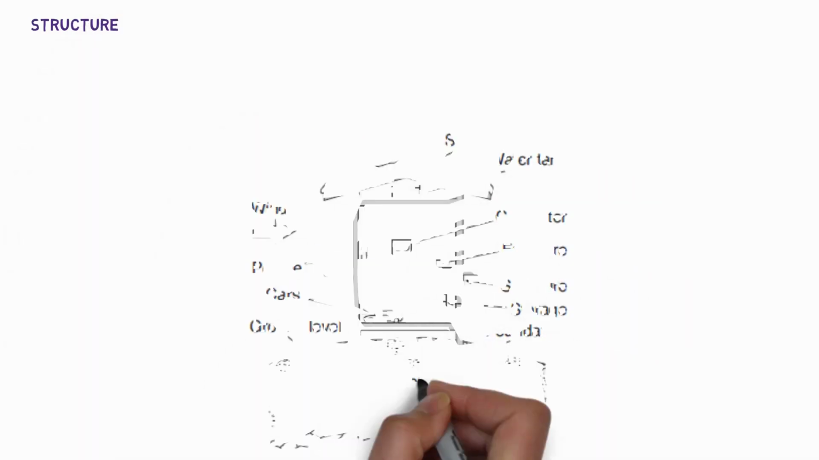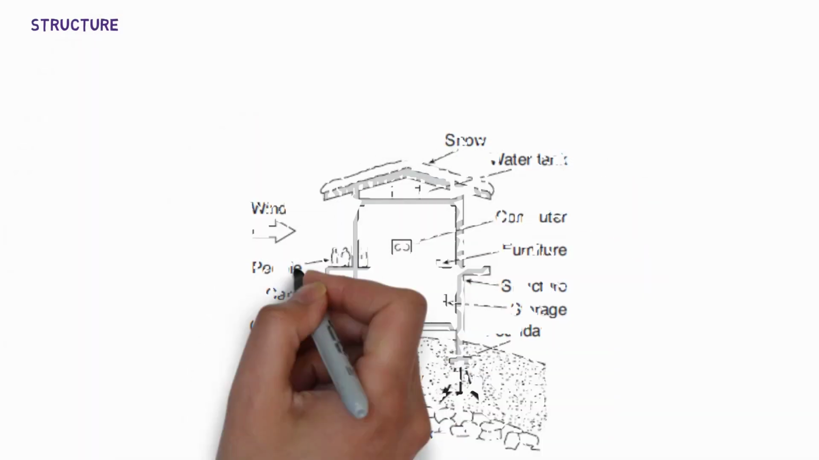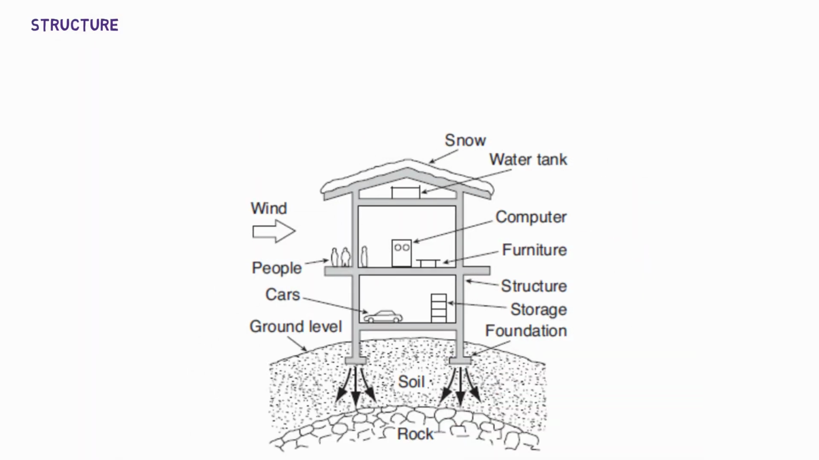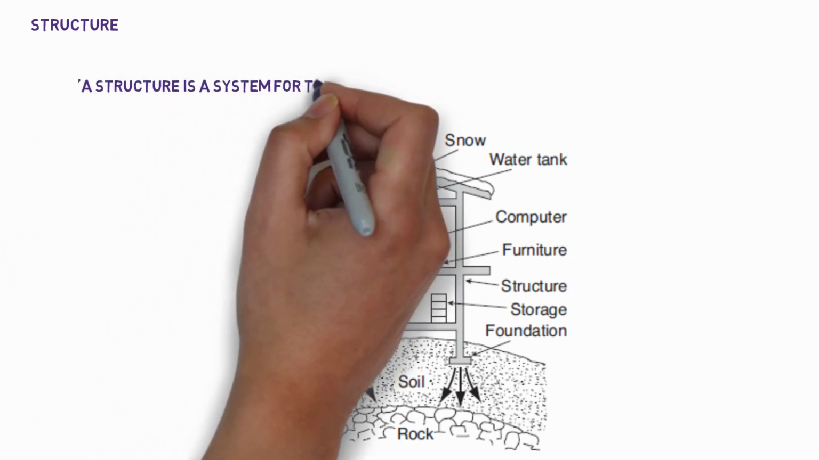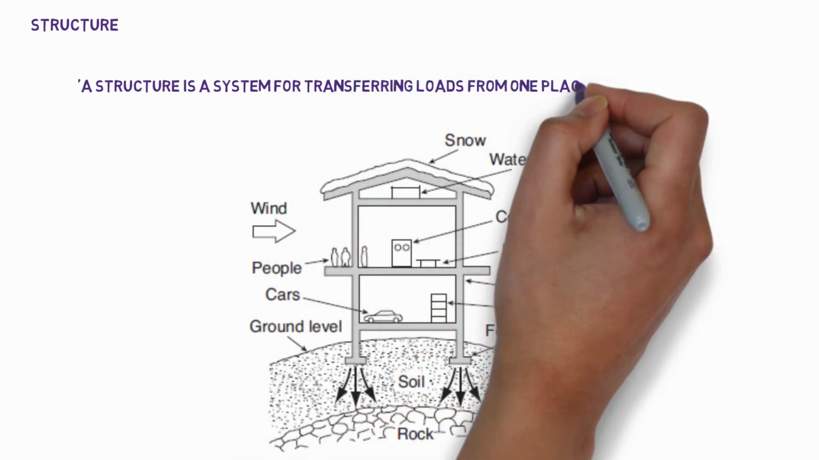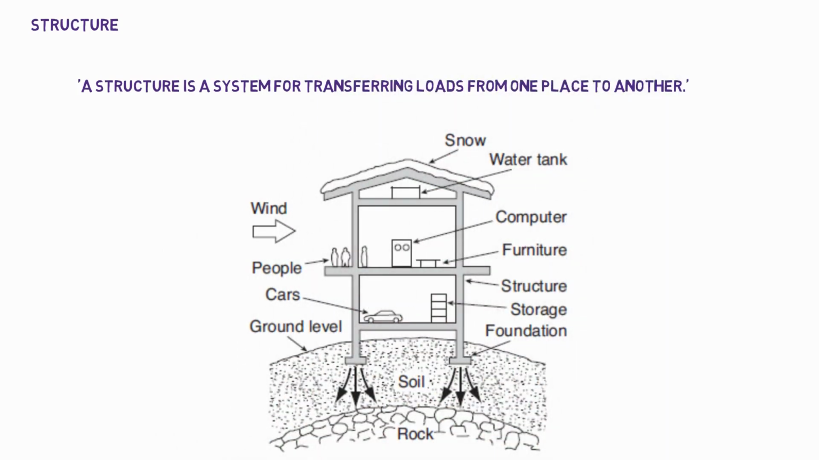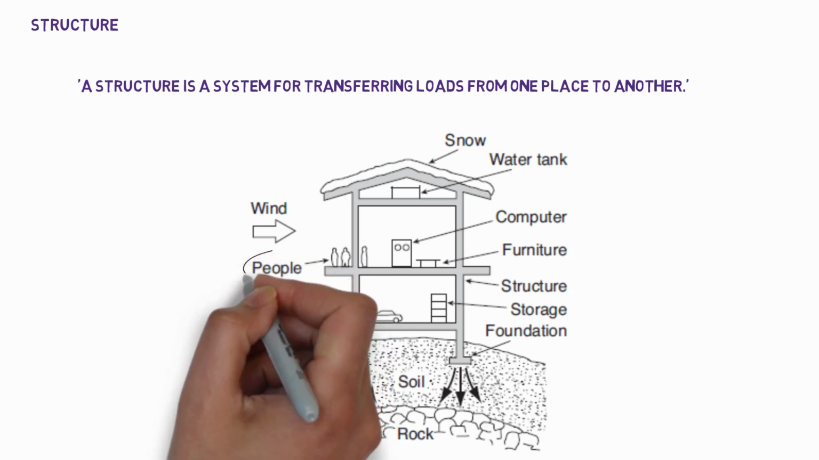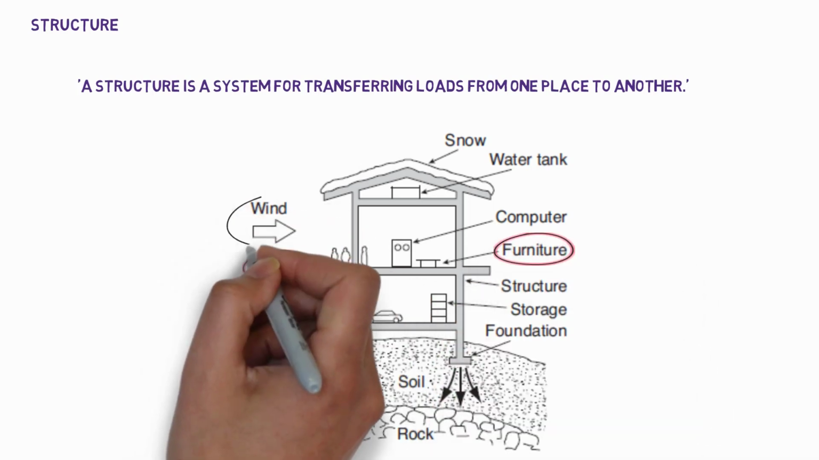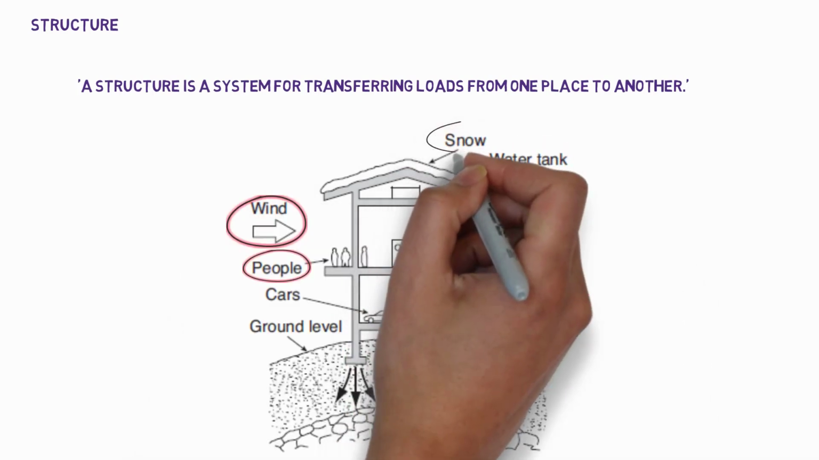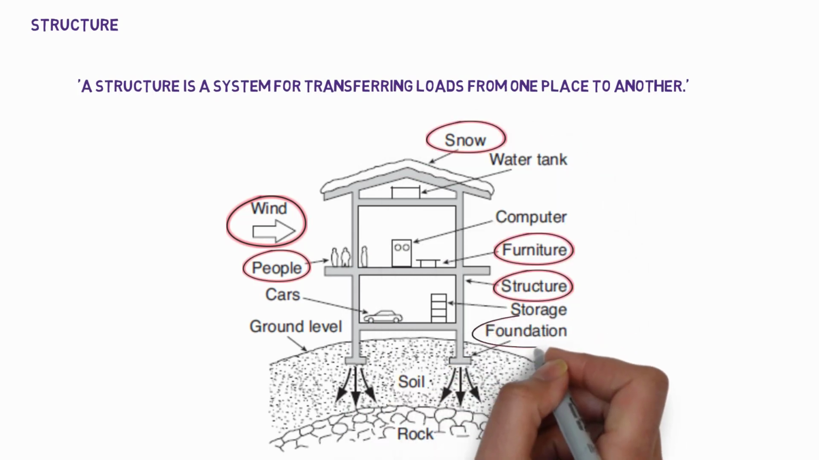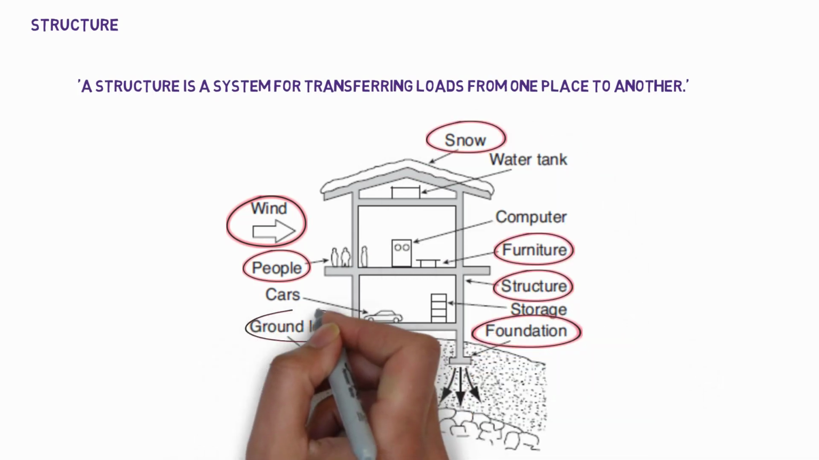Structure. The word structure can be used to describe any organized system, such as the management structure of a company, or the structure of the atom. However, for the purposes of this tutorial, we will limit the definition to the following. A structure is a system for transferring loads from one place to another. In the case of building structures, this often means transferring the load of people, furniture, the wind, as well as the self-weight of the building itself safely down to the foundations and hence into the ground.